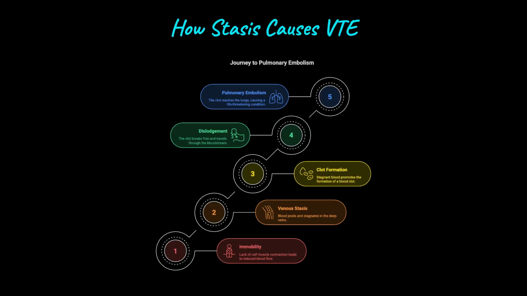Mechanically, clots form because of stasis, endothelial injury, and hypercoagulability. Without calf muscle contractions to pump blood back to the heart, blood pools in the deep veins, a clot forms, and it can break free and travel to the lungs as a pulmonary embolism. Prevention works in layers. Sequential compression devices mechanically mimic the muscle pump. Anticoagulants like low molecular weight heparin reduce hypercoagulability, and ankle pumps with early ambulation fight stasis directly.